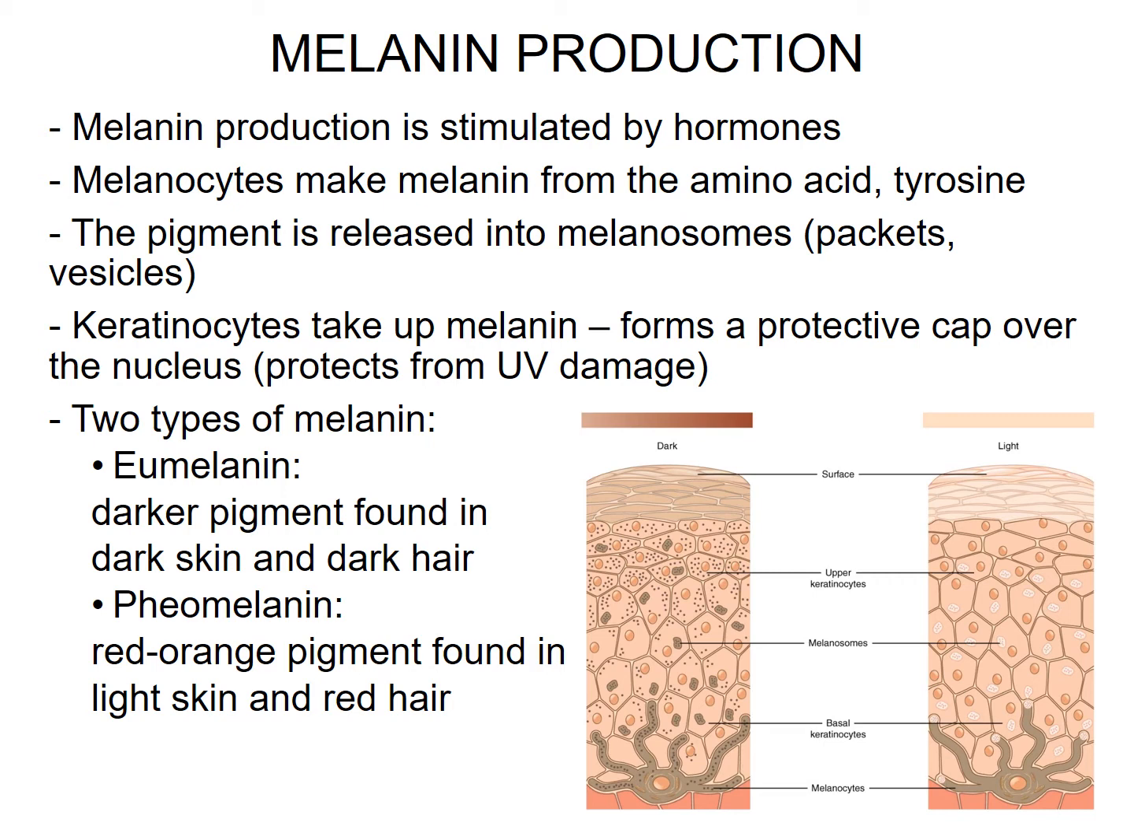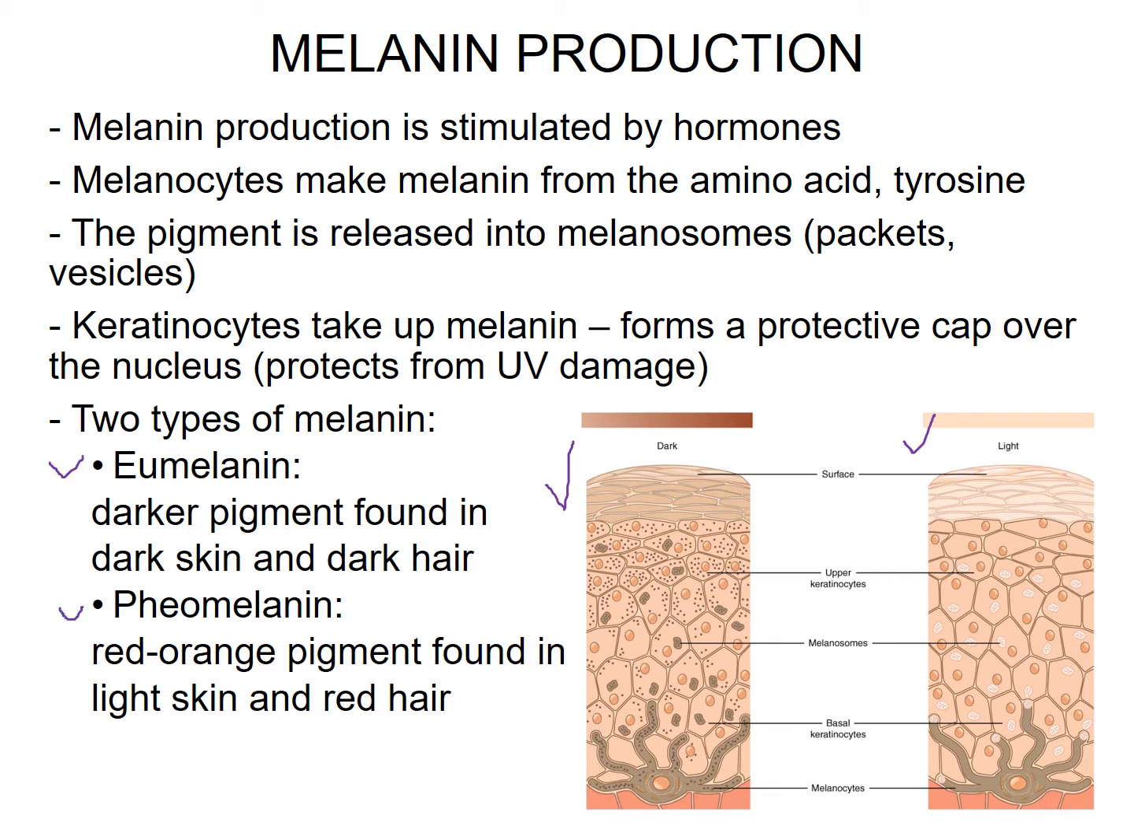Now, as I mentioned, everybody on Earth has pretty much the same number of melanocytes. It's the quantity of melanin, it's how much melanin you're spitting out, and also the type of melanin you're spitting out. So there are two types of melanin, and you can see the difference in the picture between somebody who's darker skin versus somebody who's lighter skin. But the two types are eumelanin and pheomelanin.